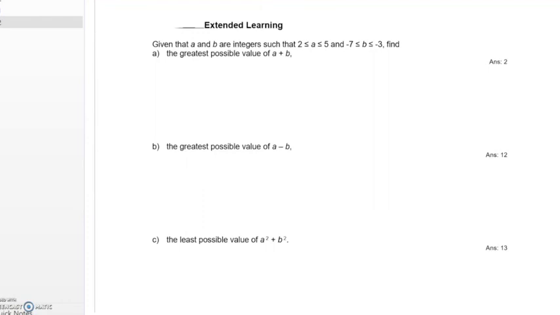Okay, so let's take note of the inequalities given to us first. A and B are integers. So integers means you're talking about positive, negative whole numbers, including 0. Alright?